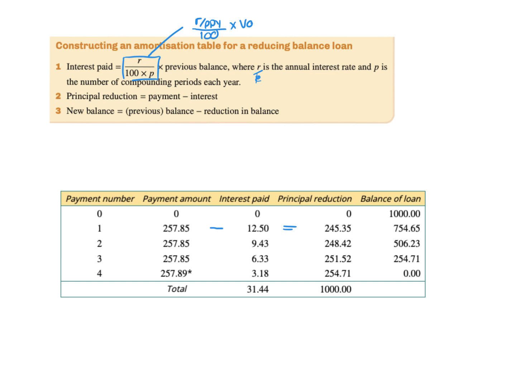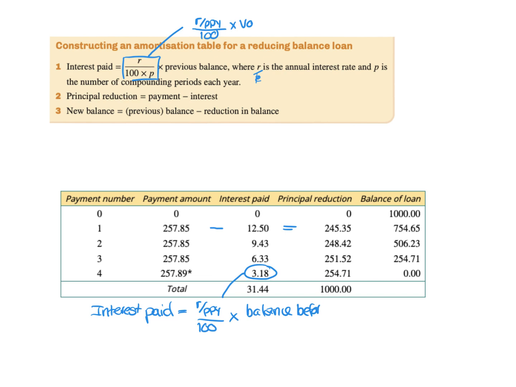Now, how they got, say here, the 318, this is what we're going to call the interest paid, or the interest that you got charged for borrowing the money. The way they work that out is they do the annual rate divided by PPY over 100 times the balance before.